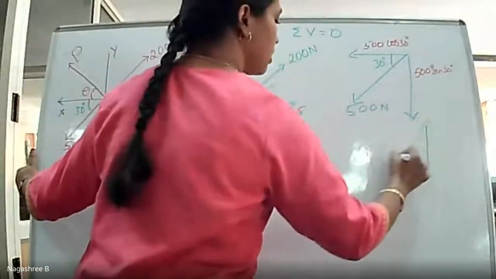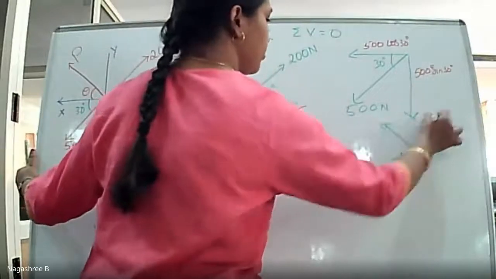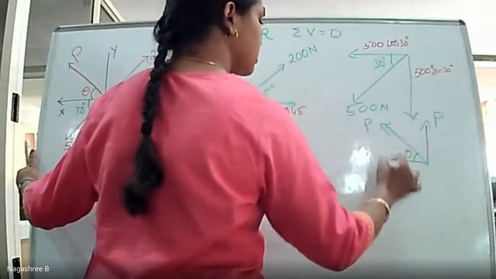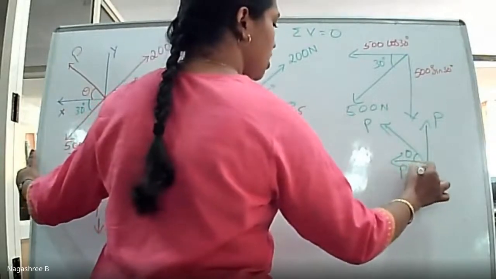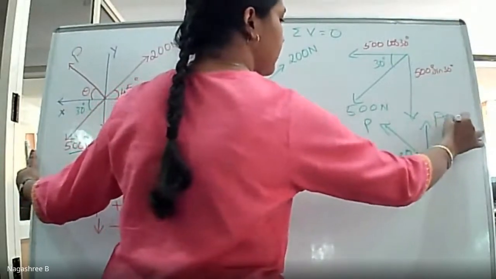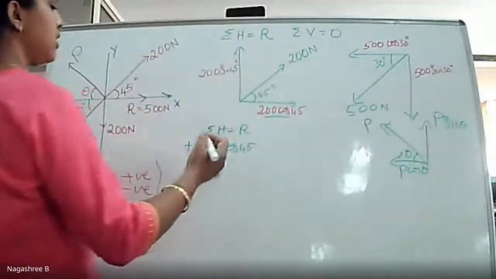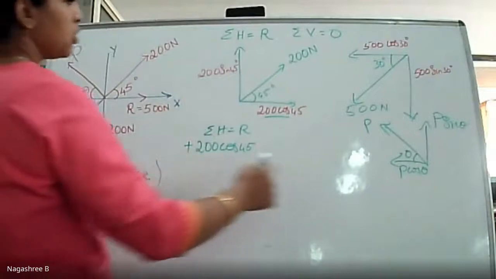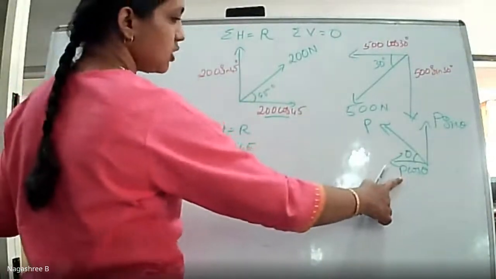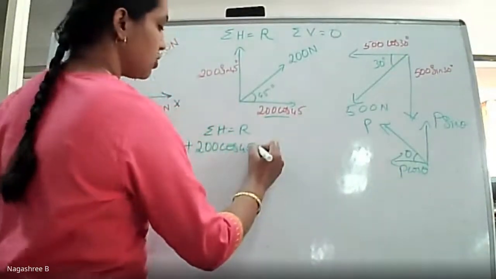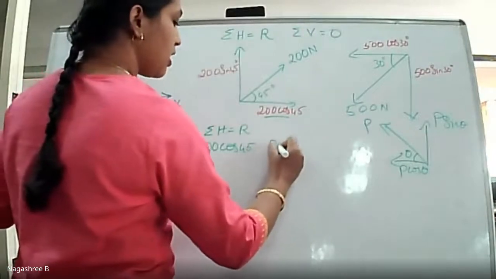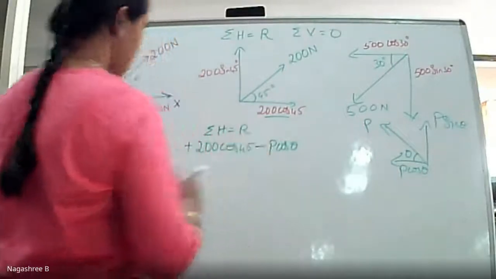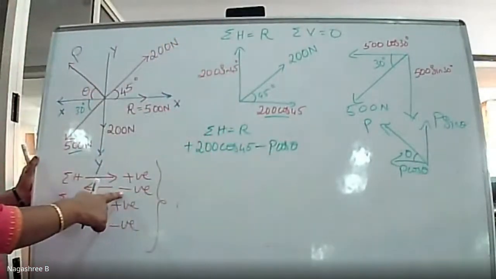Next, before solving this, we need to determine the resolved force of the unknown force P, at angle theta. This will be P cos theta and this will be P sin theta. So here the horizontal resolution is P cos theta. Since it is going in the left side direction, as per my sign convention, it is negative.